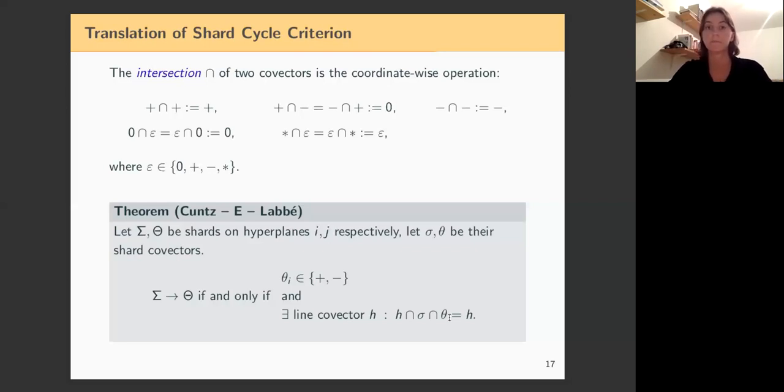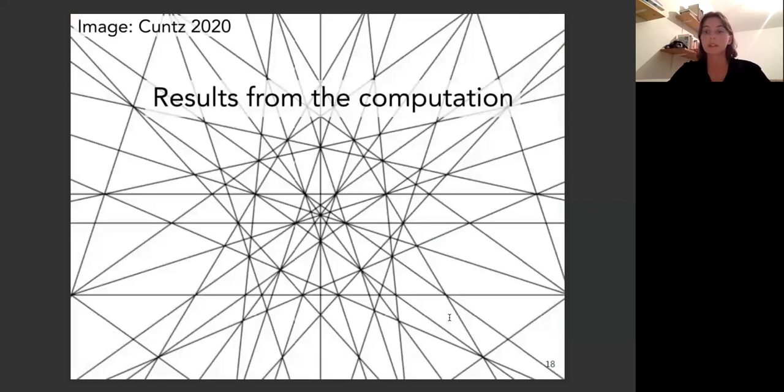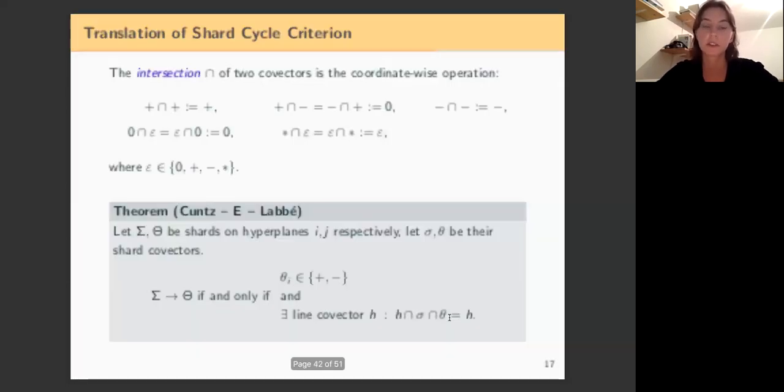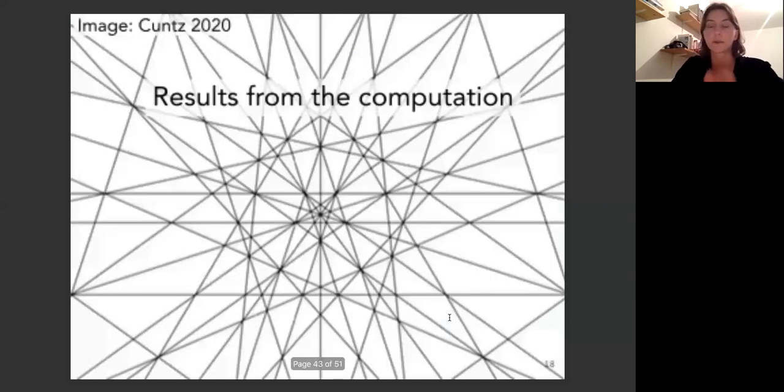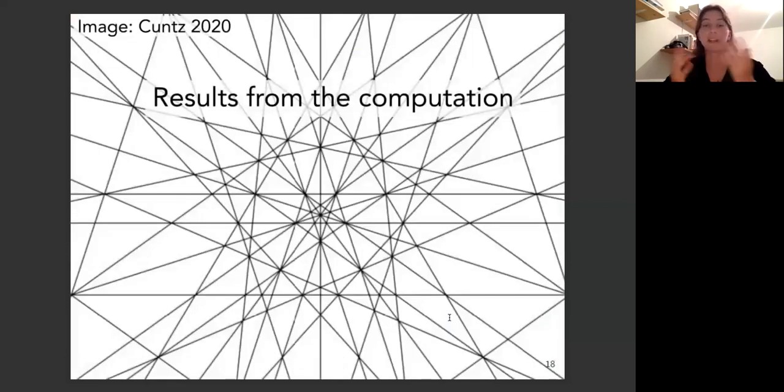Okay, so now, are there any questions? I think this is a good place to pause. I know I went through that really quickly. Okay, so, but I do want to share with you the results from the computation.